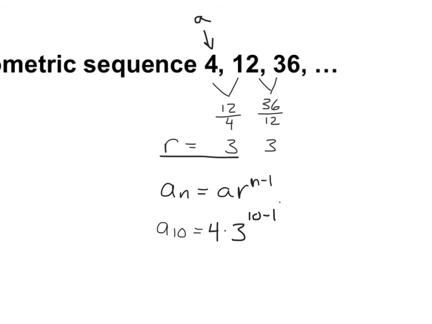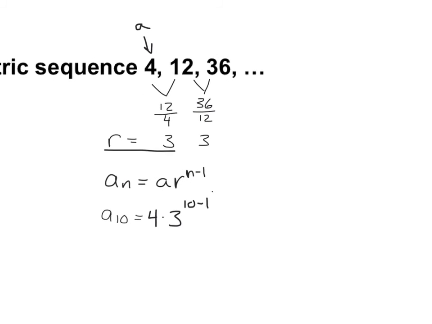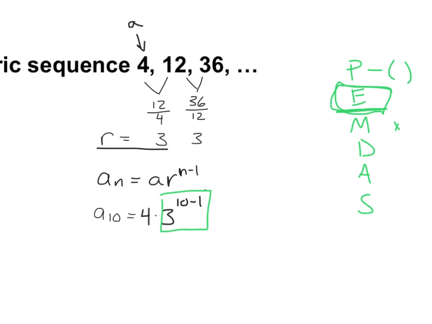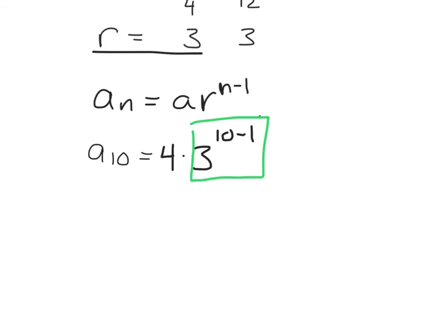It's important here that we follow our order of operations. So our order of operations are, please excuse my dear Aunt Sally, if anyone remembers that from middle school. So we have parentheses, exponents. So in this one, the first thing we have to do is our exponent here. Before we can multiply that 4, we need to do the exponent first. So we have a to the 10 is equal to 4 times 3 raised to the 9th.